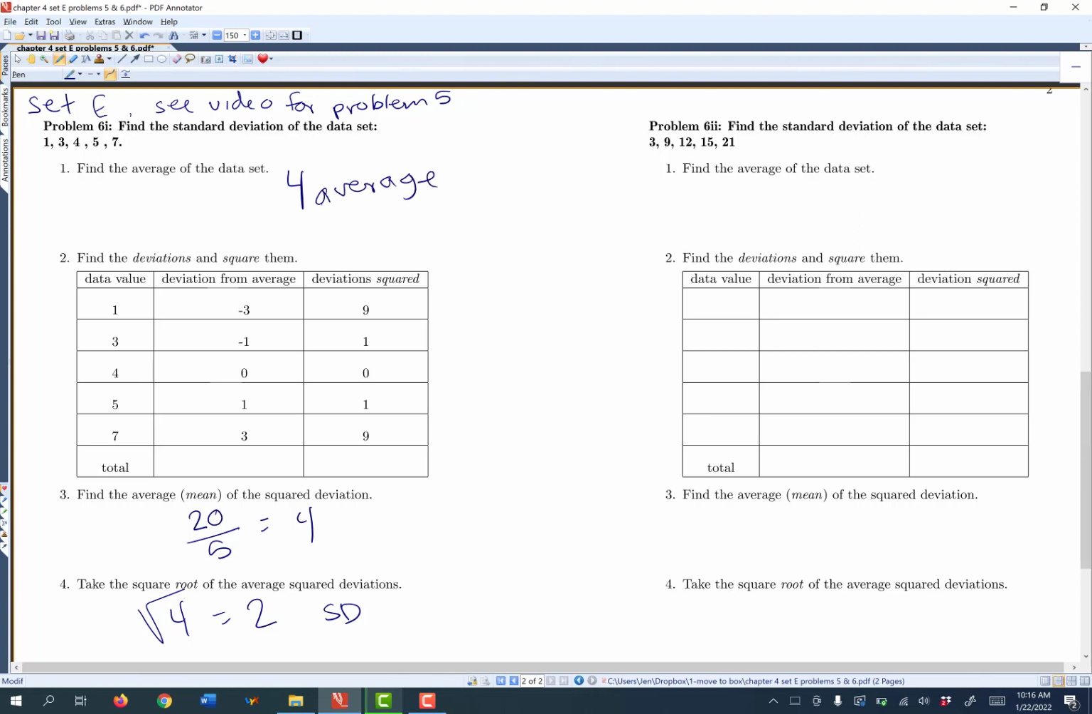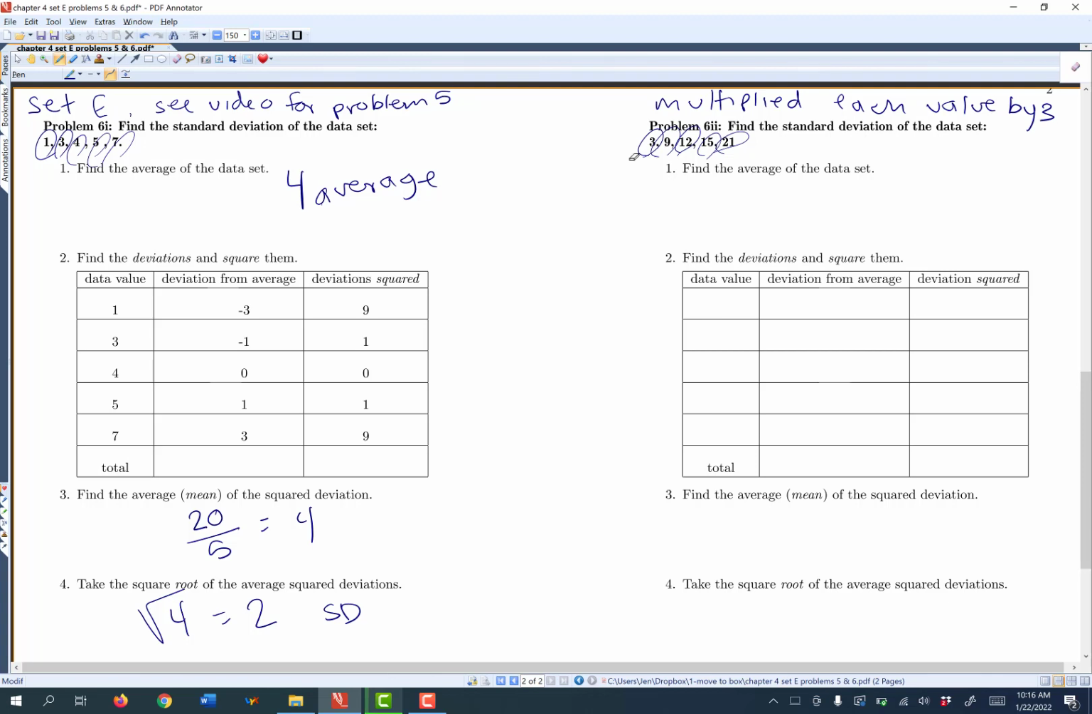Now the reason these are in here is because they want you to see what happens when you multiply every number in a data set by something. So notice, to go from 1 to 3, they multiply by 3, and from 3 to 9, they multiply by 3, and 4 to 12, they multiply by 3, and 5 to 15, multiply by 3. 7 times 3 is 21. So basically, they multiplied each value by 3. So let's see, what does that do to our average and standard deviation?